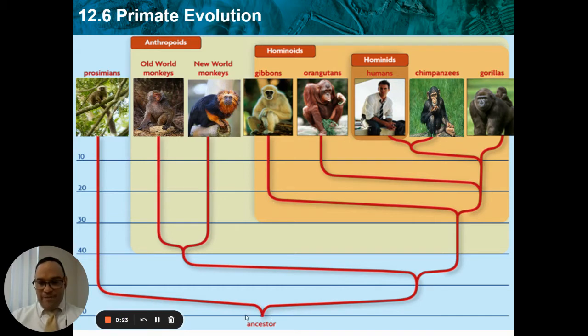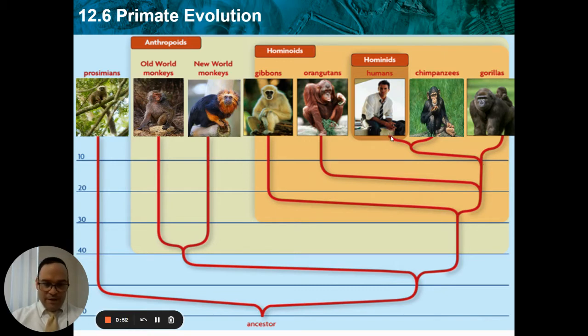And from that common ancestor came prosimians, which is the oldest known group of primates, then anthropoids, which are old and new world monkeys, hominoids, which are gibbons and orangutans, also chimps and gorillas, and then hominids, which are humans and their direct ancestors. So if you're reading this, humans and chimps are most closely related. After that, humans and gorillas are most closely related.